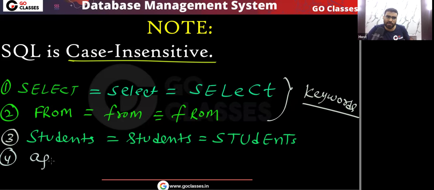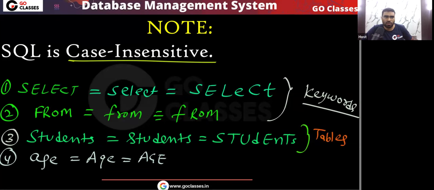The attribute name, for example age, you can write like this also. I hope all these points are clear, that SQL is case insensitive. Whether you have a table name, you can see this is the example for table, and this is the example for attribute. Understood? Now, where is the exception? SQL is case insensitive, so remember, uppercase and lowercase don't matter. So where is the exception?